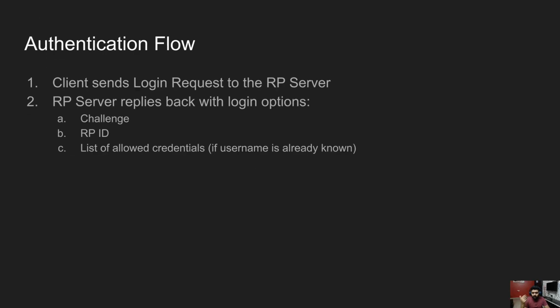Once the server stores all this information, now in the authentication, the server will use all this information. So now the client will send a login request to the server. Now the server does not know which user is trying to log in. Then it will return back with the challenge, RPID, and a list of allowed credentials if the username is known. But if the username is not known, then there won't be a list of allowed credentials. So only the challenge and RPID.